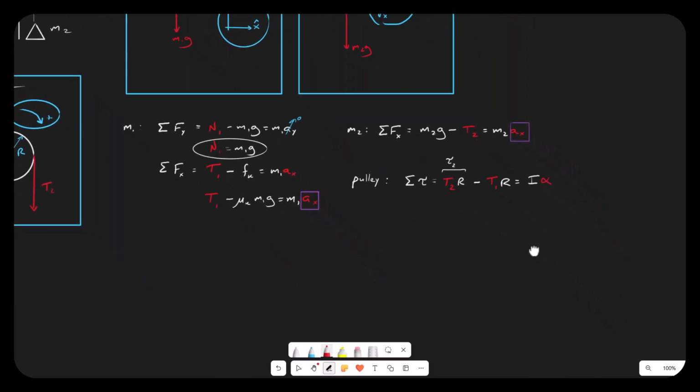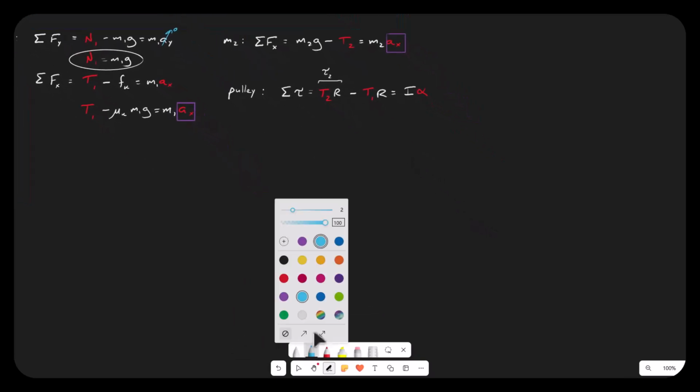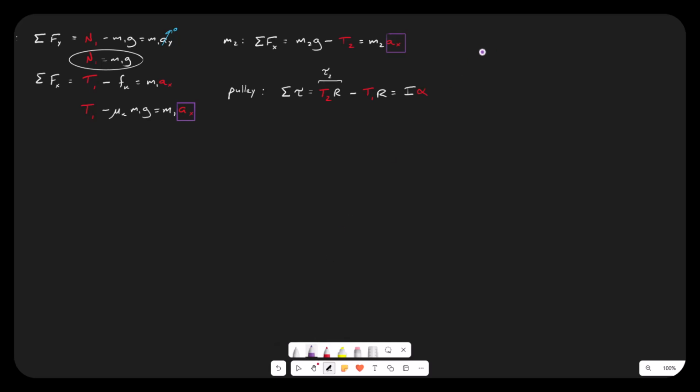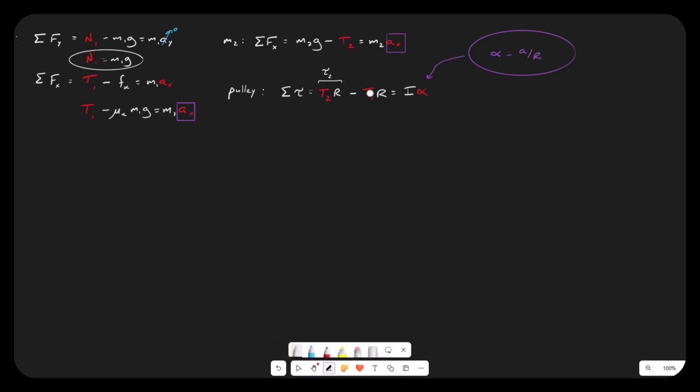Great, but now I have another unknown, alpha. I'm going to use this same idea that this thing is going to rotate without slipping, and if that's the case, alpha is going to be a over r. That's a condition I'm really going to be able to use pretty much always in these problems, because the jump in necessary math to not use that is really a jump from trig to, well, differential calculus, which goes fast.